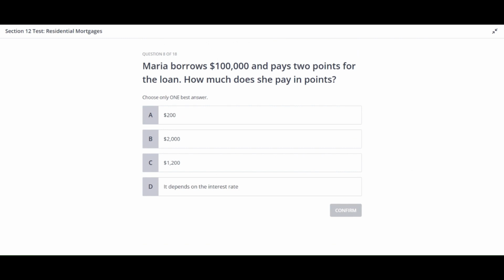Question number 8. Maria borrows $100,000 and pays 2 points for the loan. How much does she pay in points? A. $200. B. $2,000. C. $1,200. D. It depends on the interest rate. Go ahead and make your selection now.